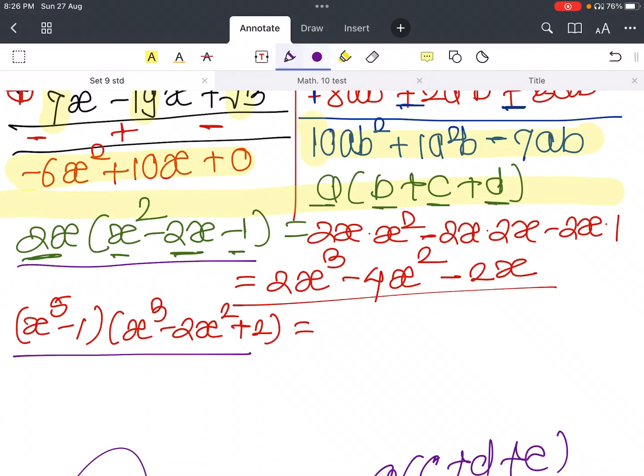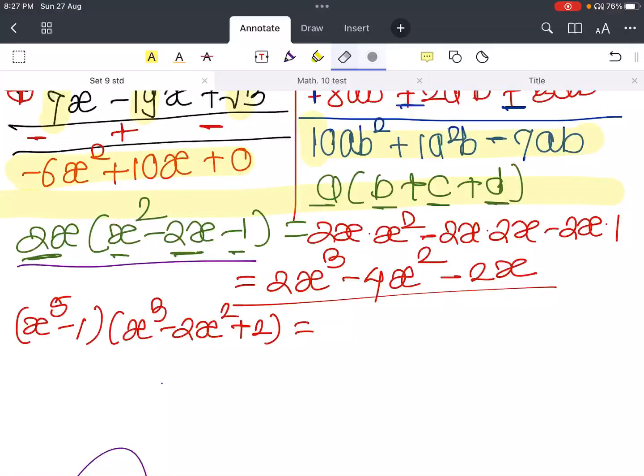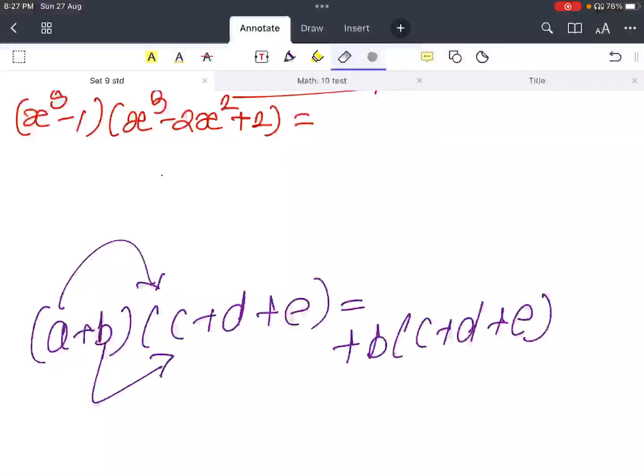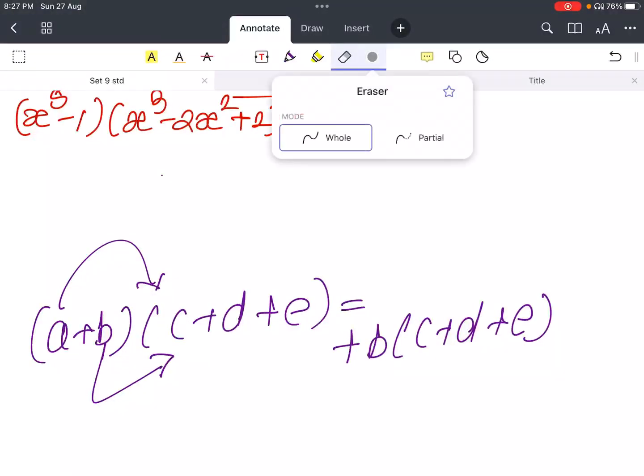Clear? So this is a simple example. In the earlier case, we just applied a into b, where a was a common multiplier. But here both a and b terms multiply, so we call it multiplication of a binomial with a trinomial. These two terms are commonly multiplied with these three terms. So let's solve this. This is a type of multiplication of binomial with trinomial.